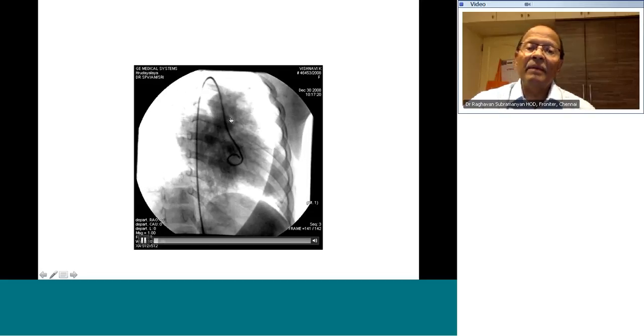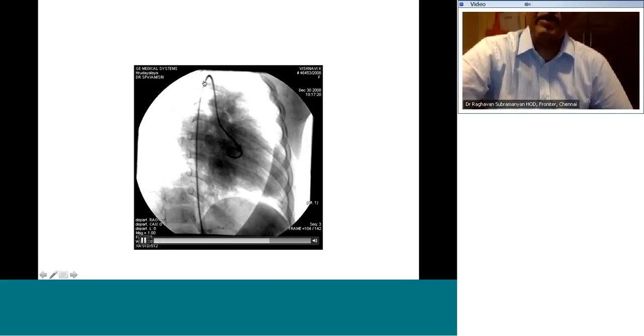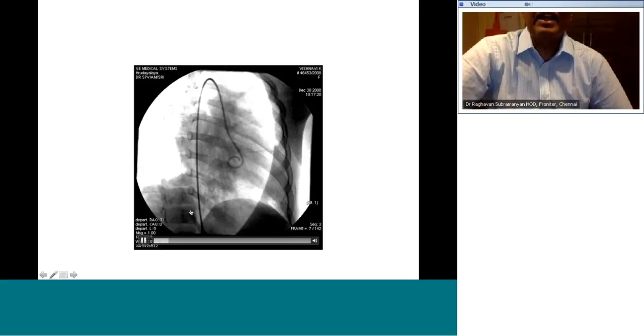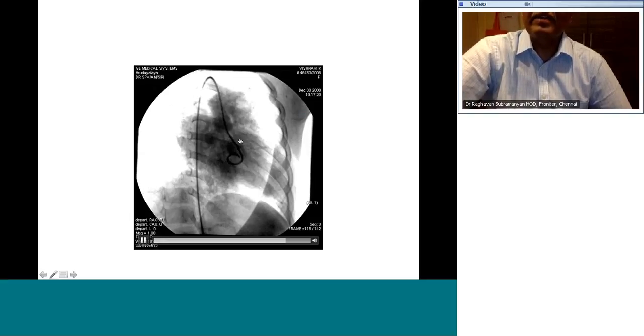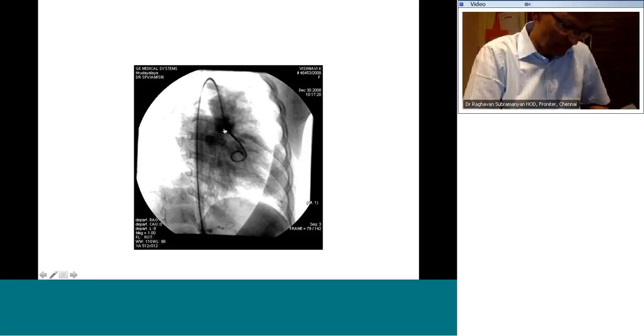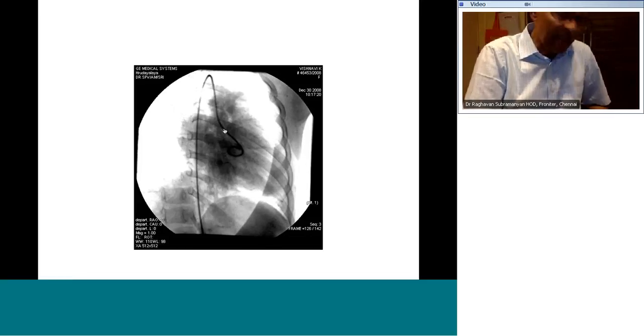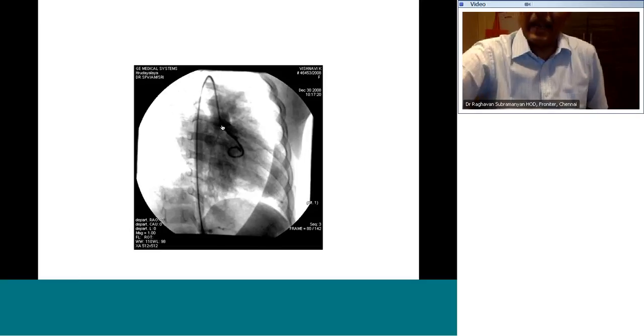Now, unfortunately, you don't see the aorta very well here. You can always talk of the aorta, whether it's normal, whether it's a left arch or a right arch. You can also talk about any presence of stenosis of the LV outflow tract.